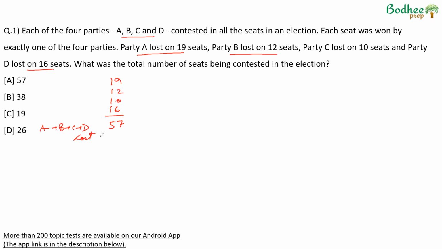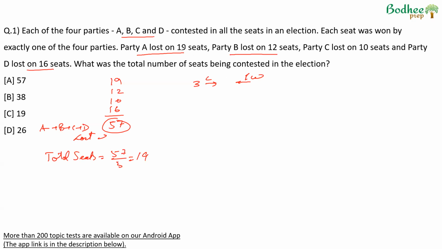Right? Now, each seat will be lost by 3 parties and won by 1 party. 3 parties will lose on every seat, 1 party will win on every seat. So we can say that every seat that is lost is being counted thrice. One of the 3 would have lost on these 57 seats. And therefore, the total number of seats will simply be 57 by 3, which is 19.